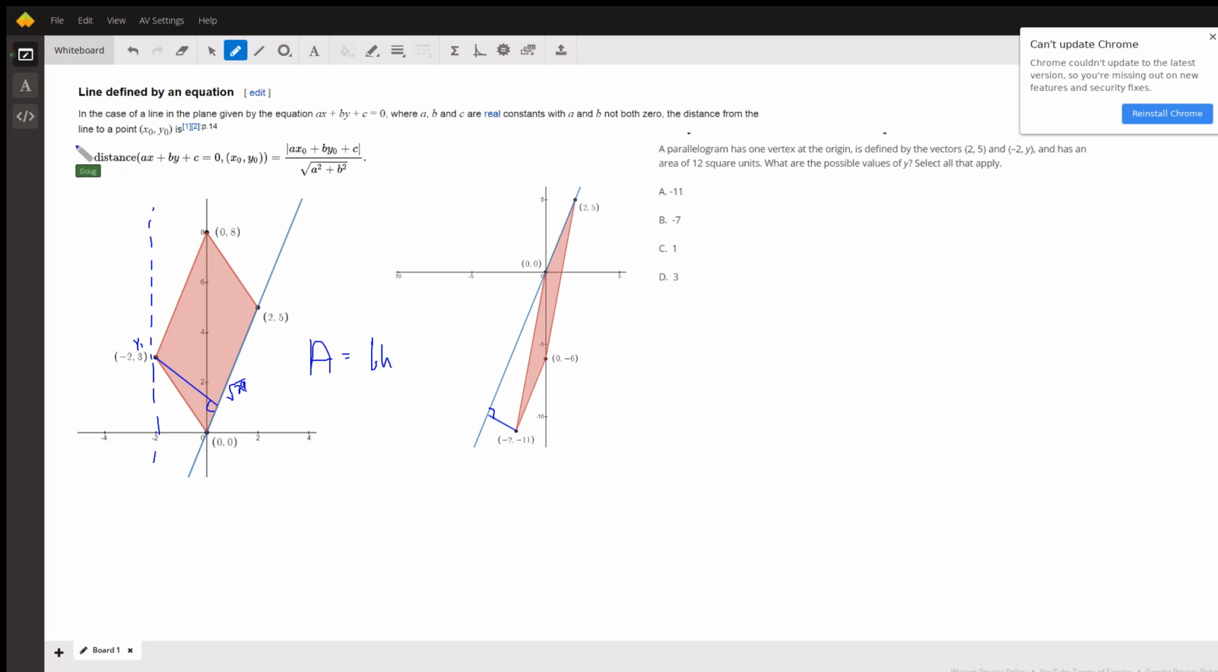Not sure you have this formula at your disposal, but the formula for the distance from a point to a line in a plane is given by this formula, where ax plus by plus c is the equation of the line. In our case, y equals 5/2 x, because the slope between the origin and the point (2, 5) is 5/2. And if we get it in standard form, ax plus by plus c, we get 5x minus 2y is equal to 0.